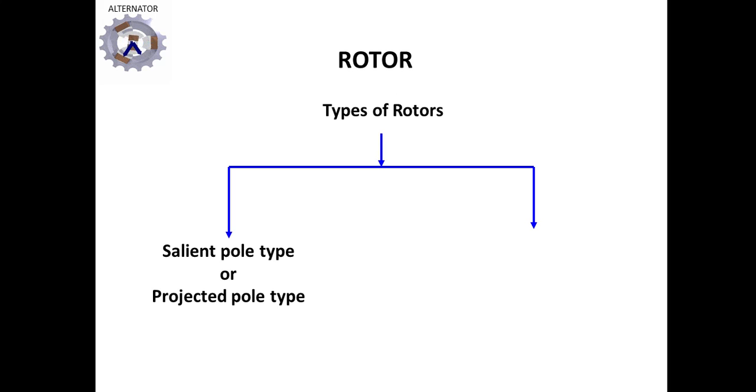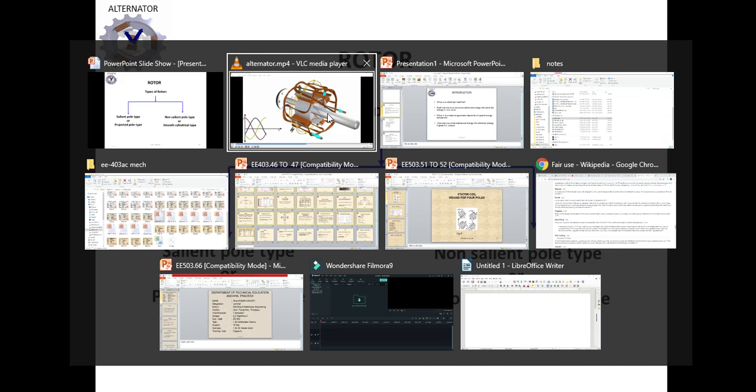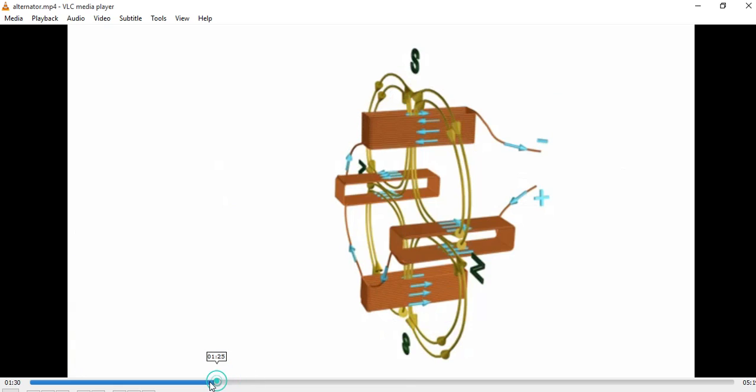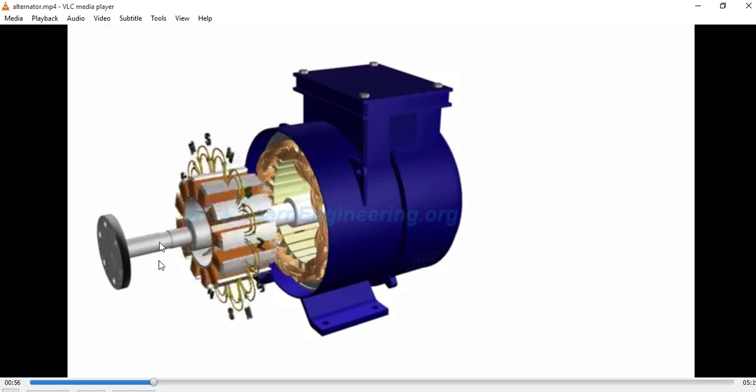With the rotor, we have two types of rotor. One is salient pole, another one is the non-salient pole or cylindrical type. So the salient pole, which I am showing in the video, that is the projected pole. So here we are showing the projected pole type rotor. And another type is called the smooth cylindrical type.